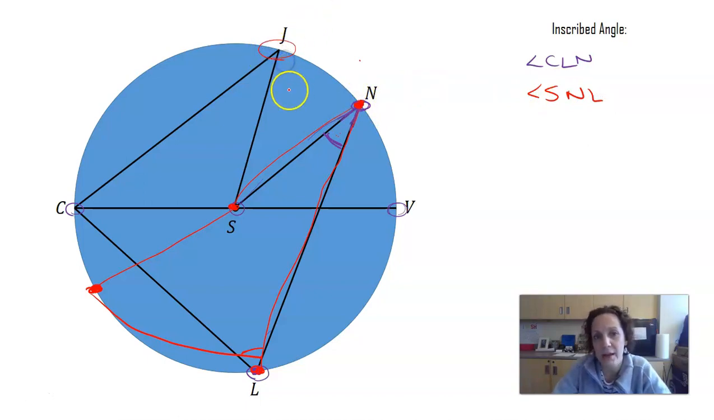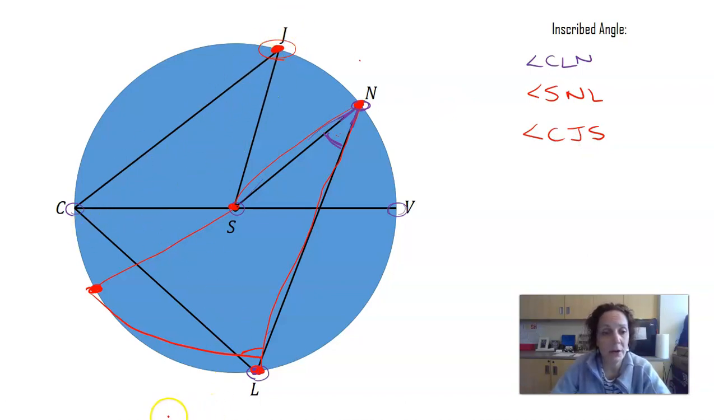Right up here at J, we have another one. So again, it's just like this one here where it centers back to here. The important part of the inscribed angle is that its vertex is on the edge or the circumference of the circle. So I have another inscribed angle here. So that's CJS, or you could call it SJC as long as you've got the J in the middle. So J is the vertex.